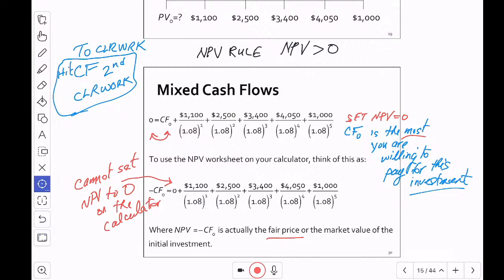So instead, we let 0 be the first cash flow, and then we interpret this NPV as the value of the investment, okay? So 0 is the initial cash flow. That's going to be the CF0. And then these are the mixed cash flows. So enter all of this and then ask for NPV at 8%. And what you're getting is the fair price for the investment.